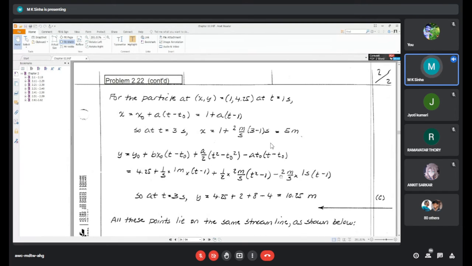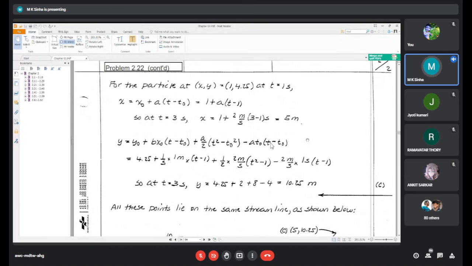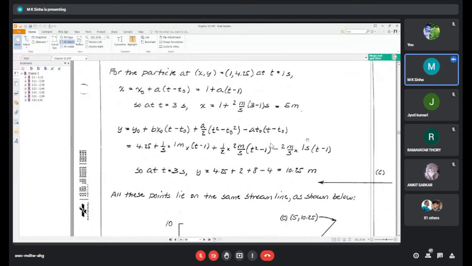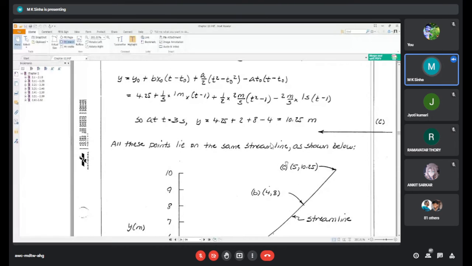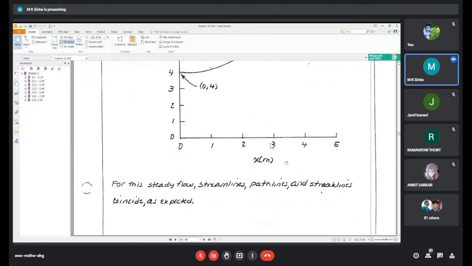Then for the particle, again continuing. At t equal to 3 seconds, what are the coordinates of the particle that passed through the point 1, 4.25 two seconds earlier? So the time is mentioned, then x and y in the previous equation they have substituted and got the point. All the points of the same streamline are shown to you. Am I right?